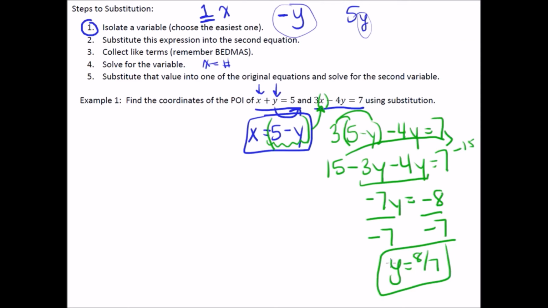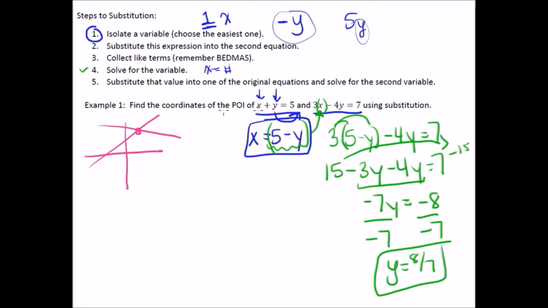So that's one of the terms. So we solved for the variable. Now all we have to do in the last step is take that variable and sub it back into either one of the equations. And just to recall, we know that when we're looking at a linear system, the point of intersection is common for both equations, so it doesn't matter which equation we choose. I always like to choose the easier one.